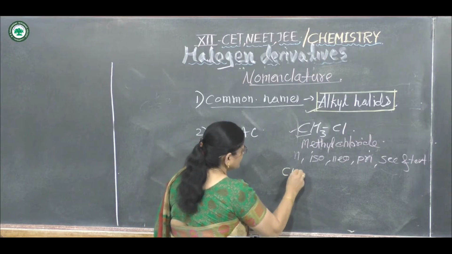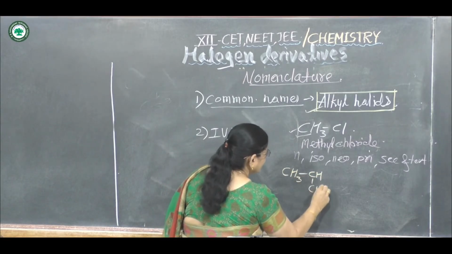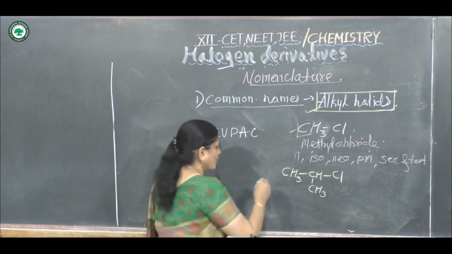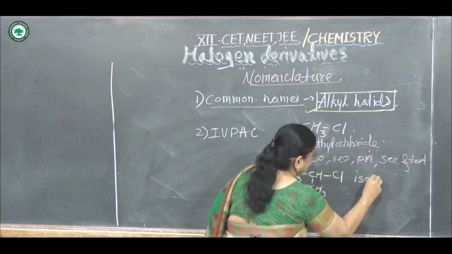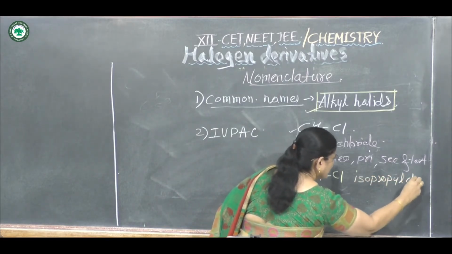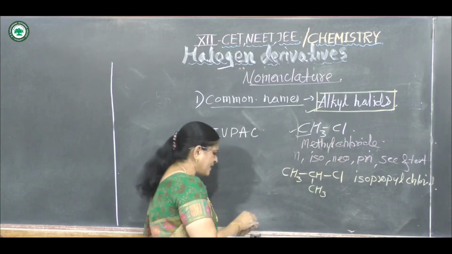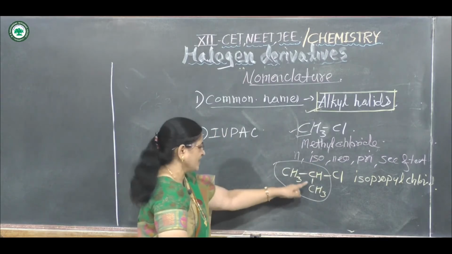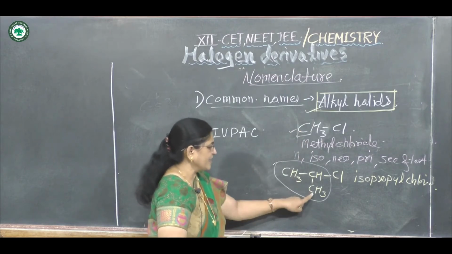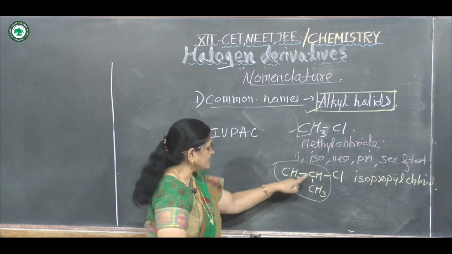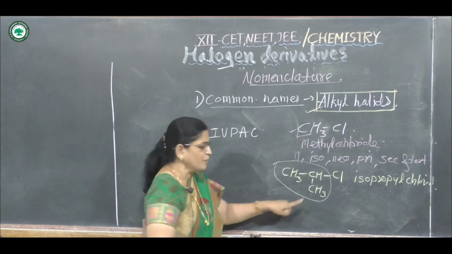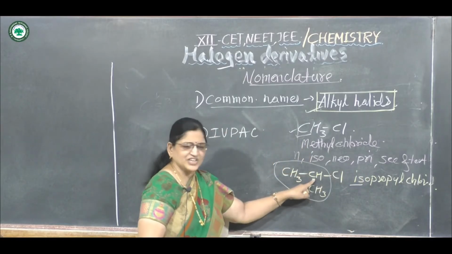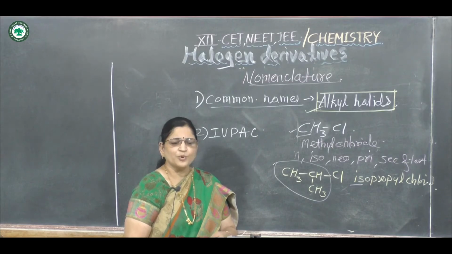For example, suppose CH3CHClCH3. The name of this compound is isopropyl chloride. Which is the alkyl group in this compound? This is the alkyl group. It is not in a straight chain; on the second carbon there is a CH3 group. This is the iso group, hence write isopropyl, and the chlorine is attached here. Hence the name of this compound is isopropyl chloride.